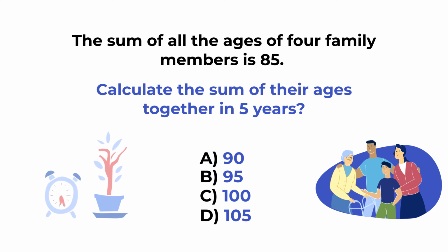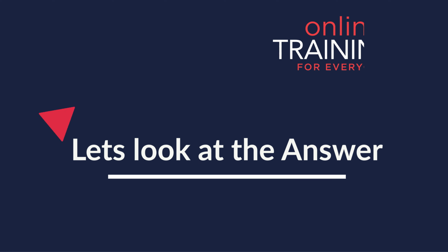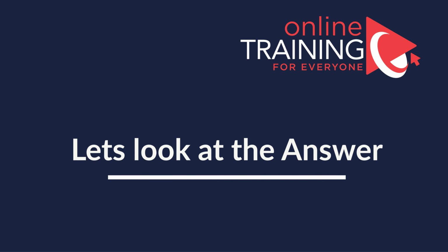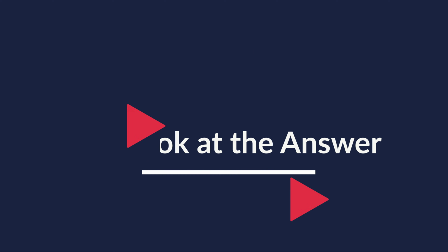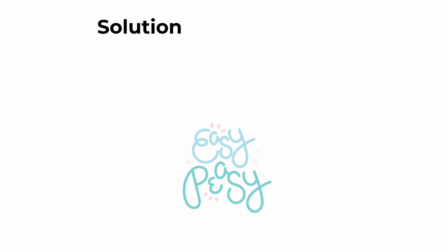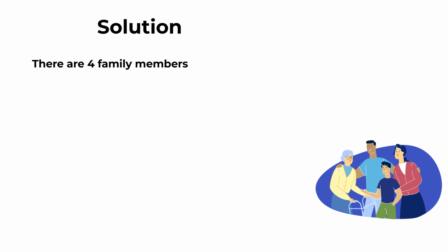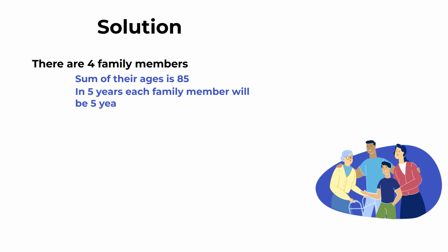Give yourself 20 to 30 seconds to see if you can come up with the solution. Ready or not, I'm moving forward to get to the correct solution together. What's interesting about this problem is that it is simpler than you think. So the key here is not to overthink the problem. There are 4 family members, and the sum of their ages is 85. And in 5 years, each family member will be 5 years older.